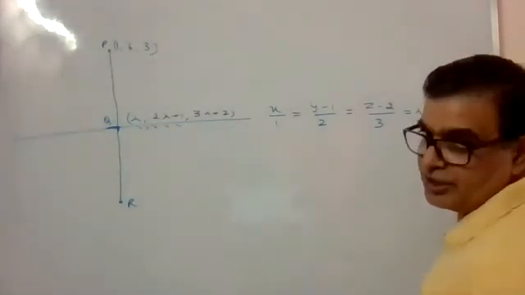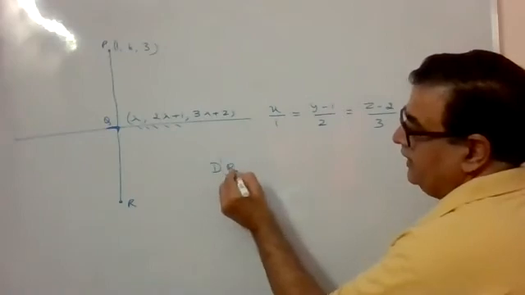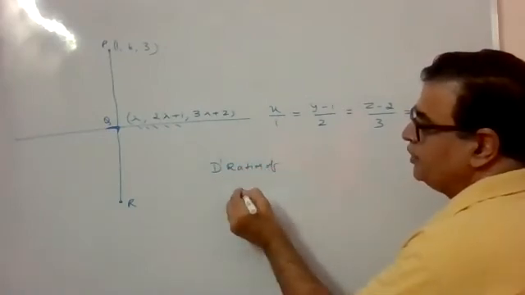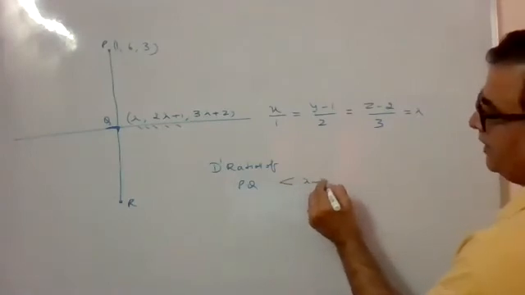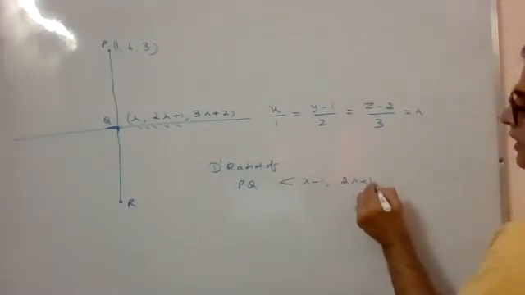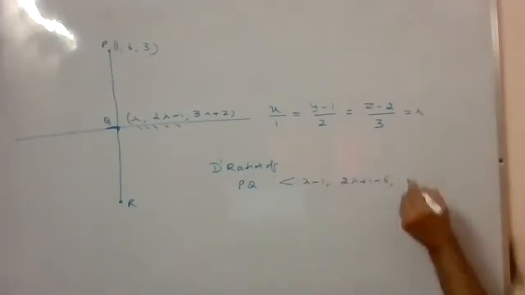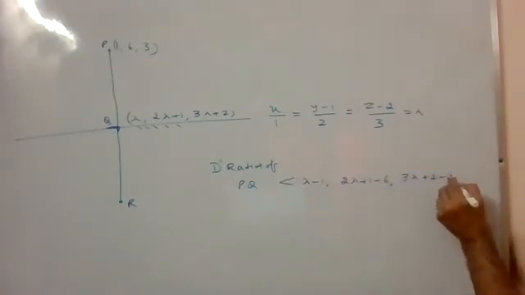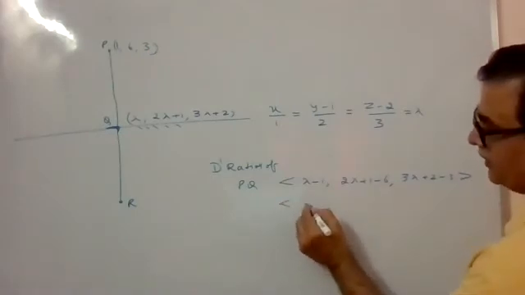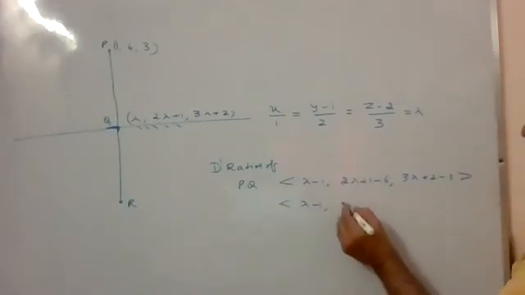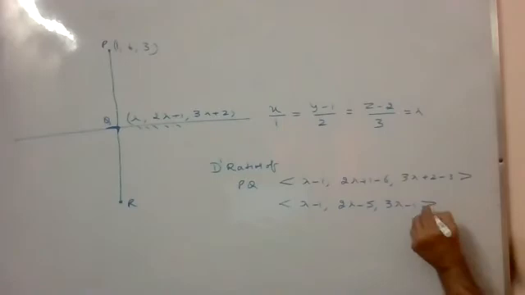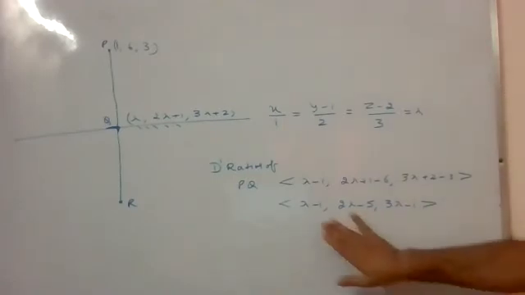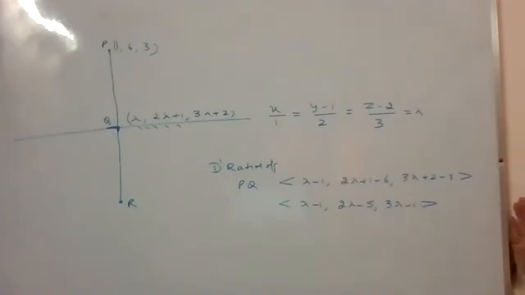Then we go for direction ratios of PQ. The direction ratios of PQ are the difference of the two: lambda minus 1, 2 lambda plus 1 minus 6, and 3 lambda plus 2 minus 3. That means the direction ratios are lambda minus 1, 2 lambda minus 5, 3 lambda minus 1. This is the direction ratios of PQ.